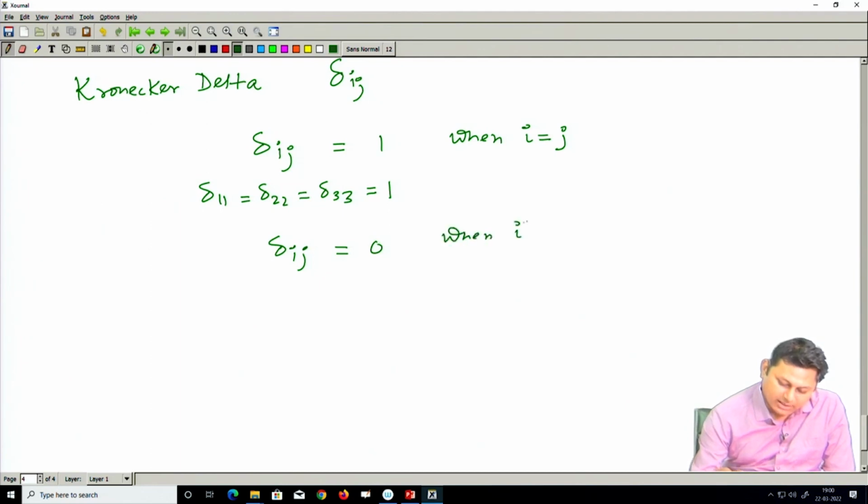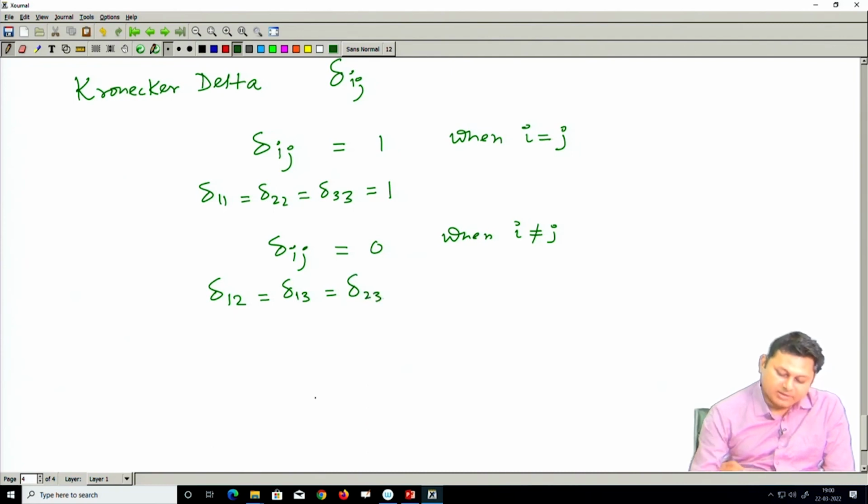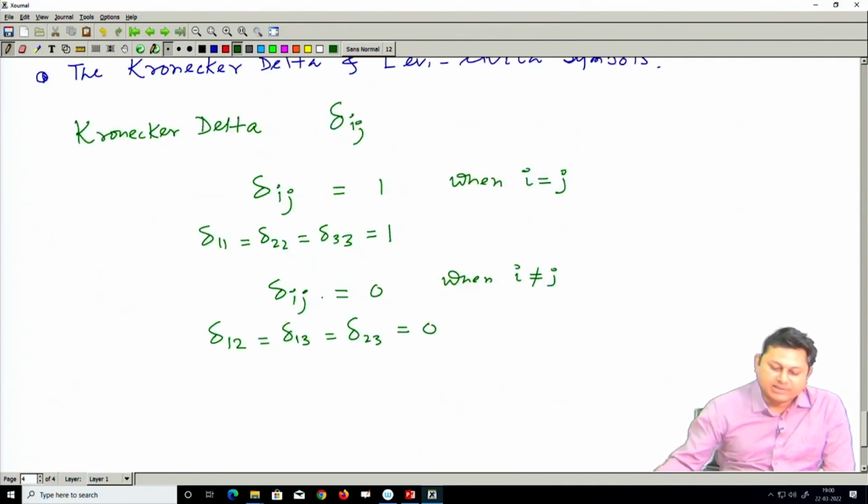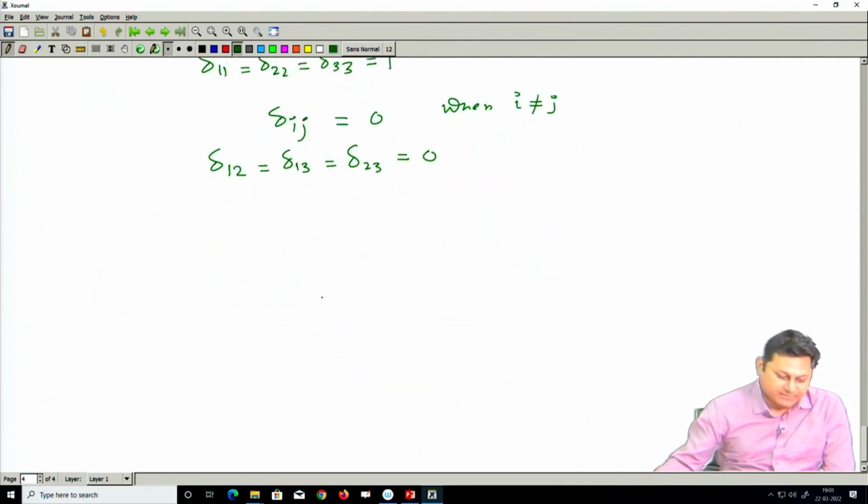when i is not equal to j. If I consider delta_12, delta_13, or delta_23, these quantities should be equal to 0 because here i and j are not the same. So, this is basically the Kronecker delta by definition.